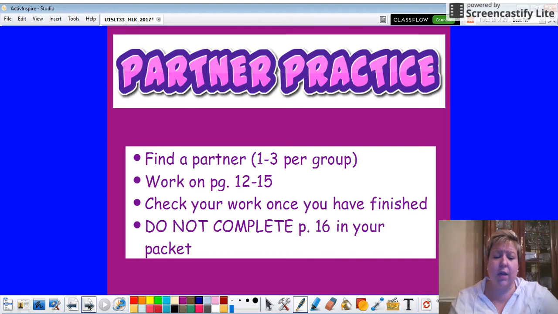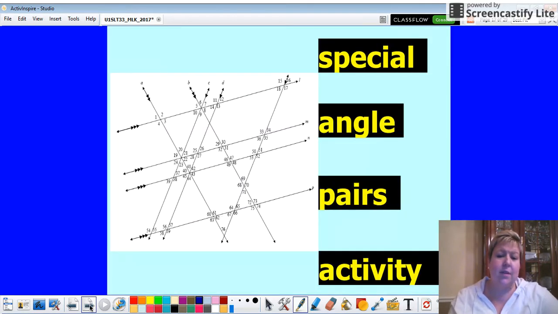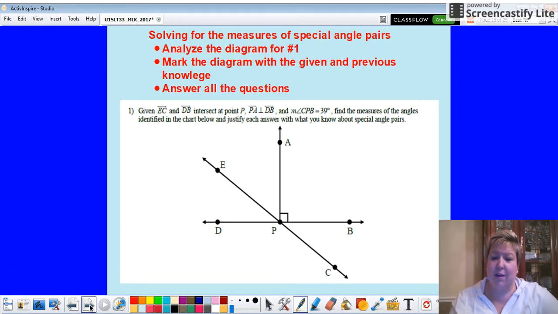What you're going to do is once you do one, go ahead and check it with the video, and you can just pause and then forward and pause and forward, whatever you need to do. But please do not complete page 16 in your packet because I'm going to use that for something different. So you only need to look at 12 through 15. And what I'm going to do is I'm going to move forward and show you those answers so that you can check as you go. So just make sure you're pausing whenever you need to.